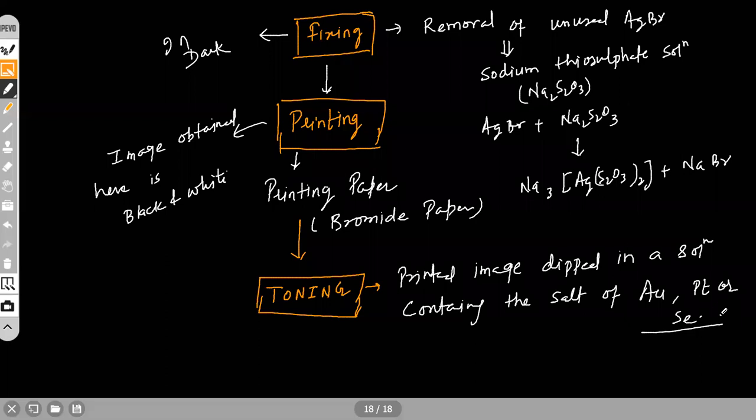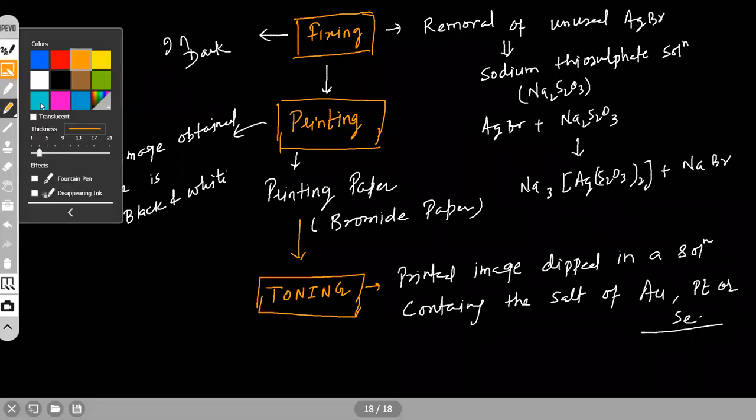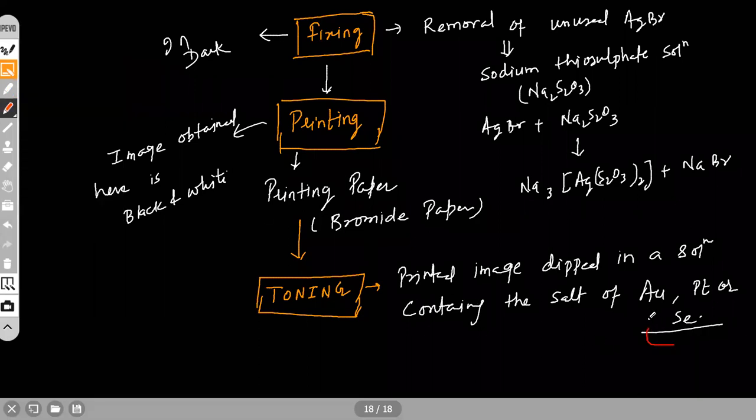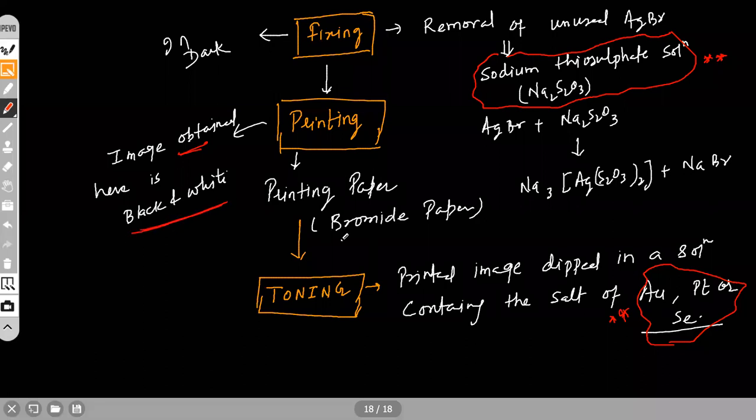So what is the important thing here? The printed image is dipped in a solution of salt of gold, platinum, or selenium. This is important. What we use here to remove AgBr is sodium thiosulfate, this is also important. The image is carried out in the dark and that image is black and white. The printing paper you use is bromide paper. This is also important.